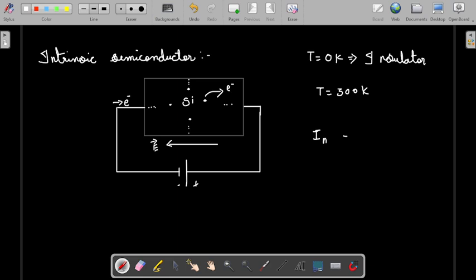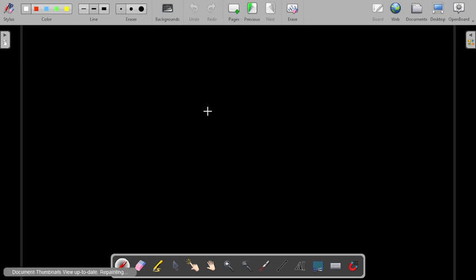So I_N and I_P are the electron current and the hole current. The electron current means the movement of electrons which is contributing to the current, and the movement of holes which is responsible for the current we state as the hole current. Let's see a detailed differentiation between both, I_N and I_P.